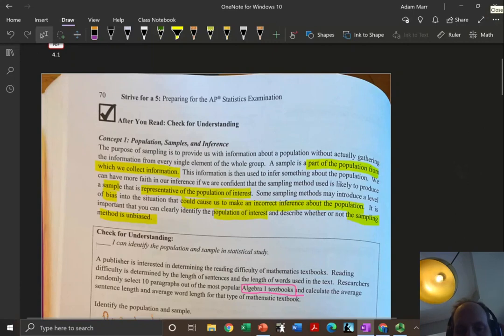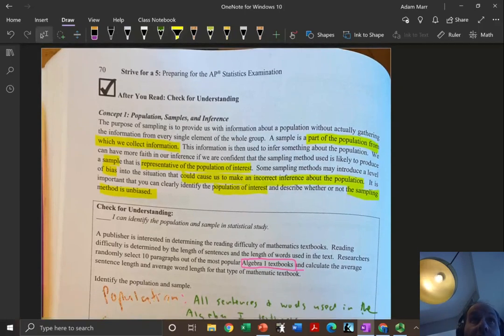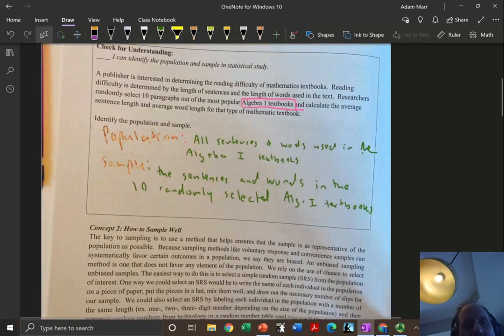Some sampling methods may introduce a level of bias into the situation that could cause us to make an incorrect inference about the population. It is important that you clearly identify the population of interest and describe whether or not the sampling method is unbiased. So we always want to state the population of interest, and oftentimes we need to describe if the sampling method is unbiased. All right, let's take a look at the first example.